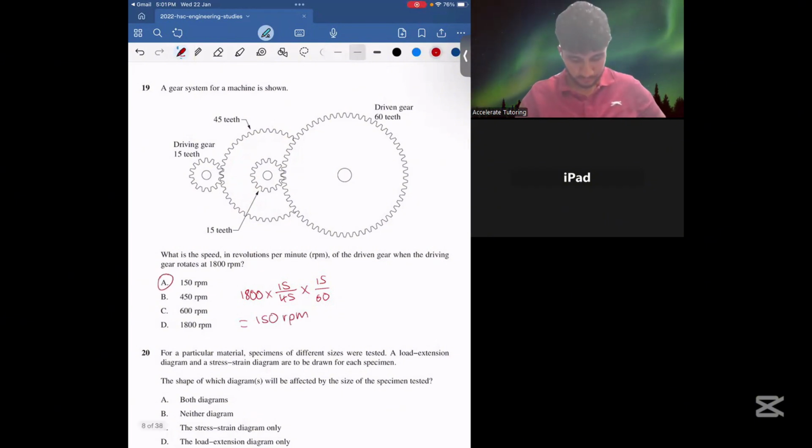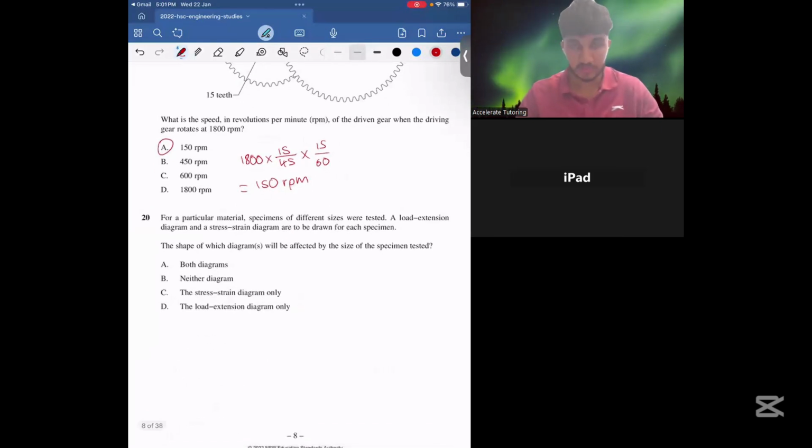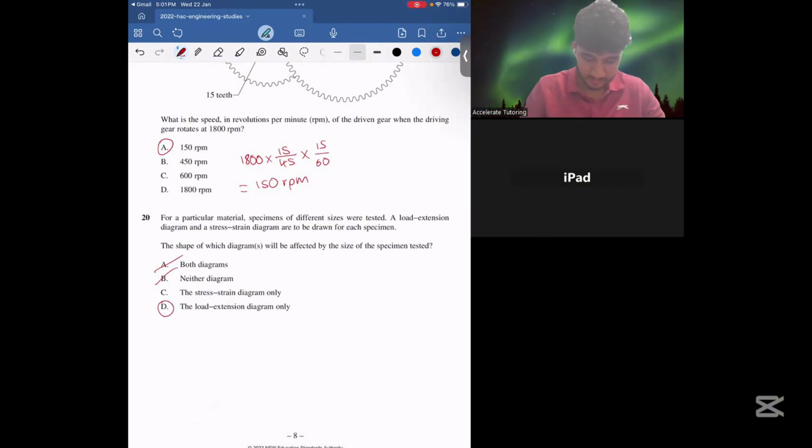So that's our answer. Now going over to the last multiple choice question, it says for a particular material, specimens of different sizes were tested. A load extension diagram and stress strain diagram are to be drawn for each specimen. The shape of which diagram will be affected by the size of the specimen tested? Looking at this, we know that it's not both diagrams, but one of the diagrams is affected by the size. The stress strain diagram is not affected by the size of the specimen, because stress and strain are not really affected by size. It's more just the extension. So in this case, it will just be the load extension diagram affected by the size of the specimen tested.